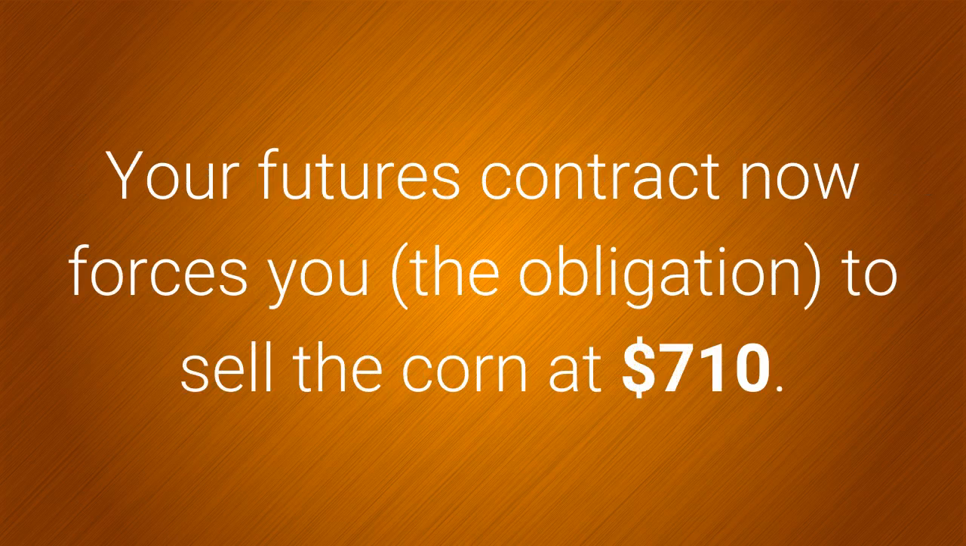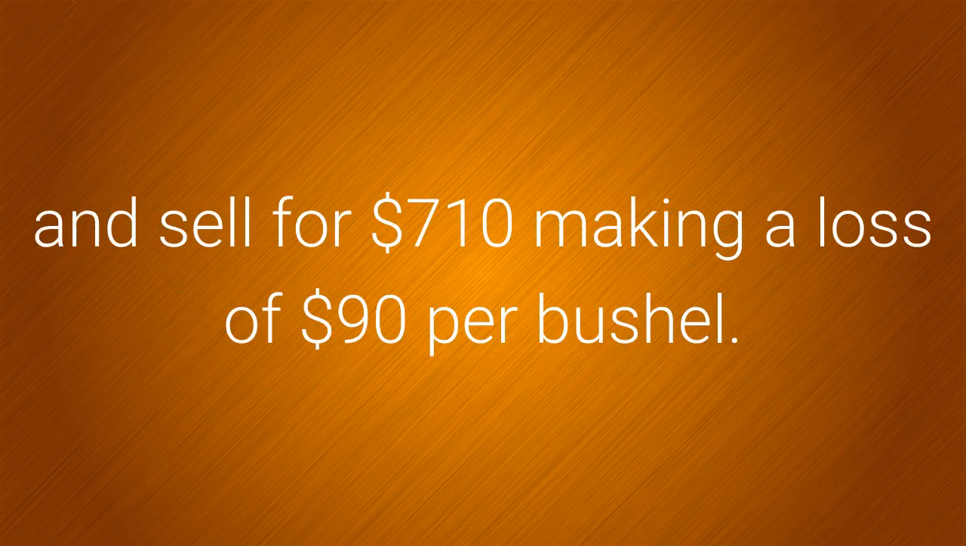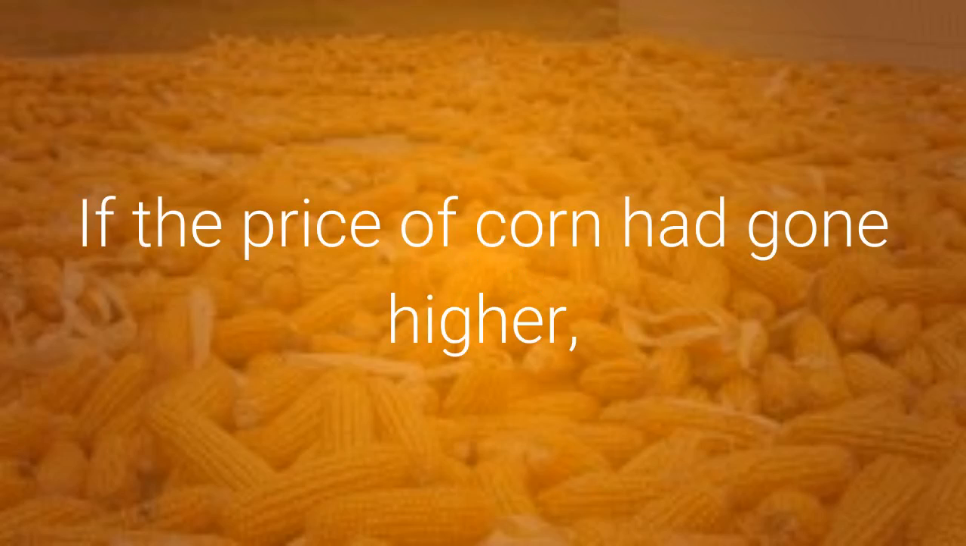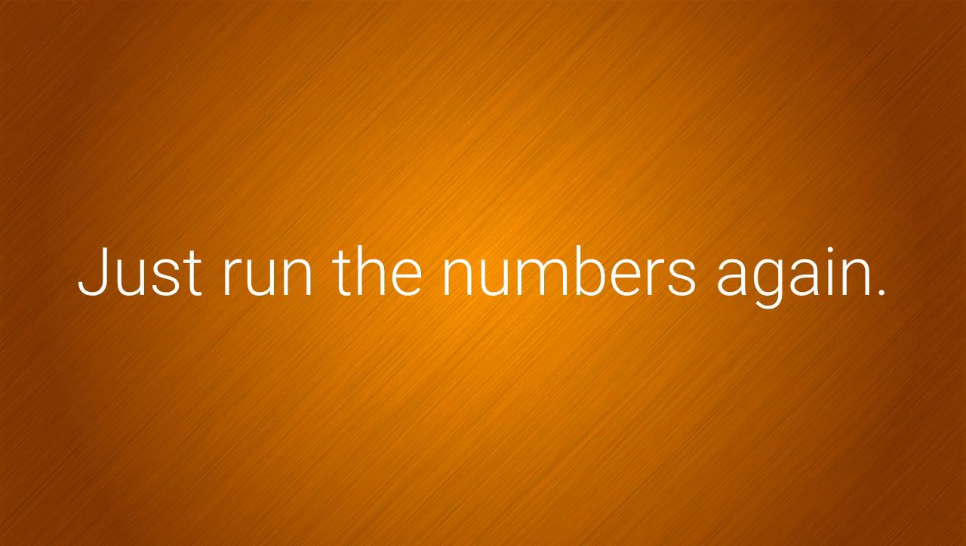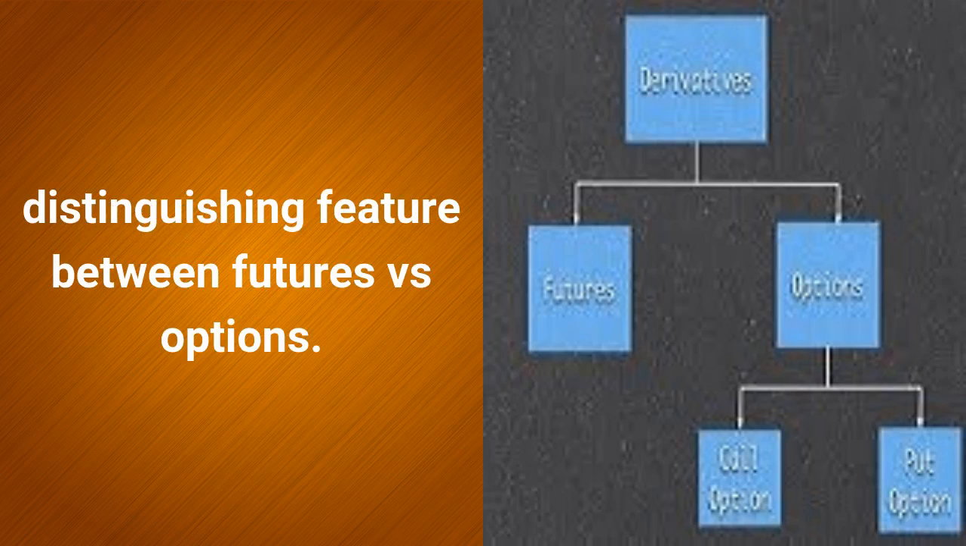Your futures contract now forces you, that's the obligation, to sell the corn at $710 per bushel. Since you don't own the corn, you have to buy it at $800 and sell for $710, making a loss of $90 per bushel. At 10,000 bushels, this represents a $900,000 loss. Ouch! If the price of corn had gone higher, your loss would have increased accordingly. Just run the numbers again. Potentially unlimited. This is the number one distinguishing feature between futures and options.